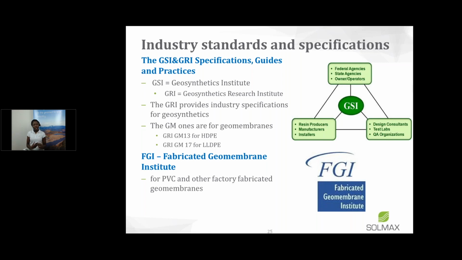Now the FGI is the Fabricated Geomembrane Institute, and they are very similar to the GSI, but the difference is they control flexible materials that you can prefabricate in a plant. So the GRI controls those materials that you have to weld on the field. The FGI controls those ones, or they write the spec for those materials that are flexible enough for factory fabrication. So PVC and other materials are under the FGI. They have their own specs too.